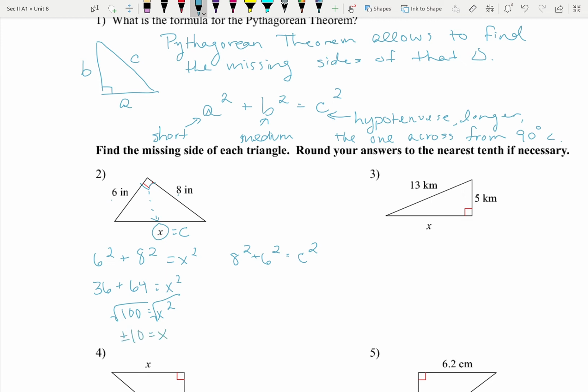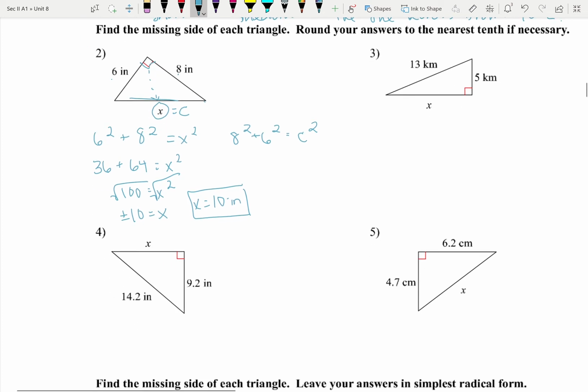Now let's think about that answer for right now. You have positive 10 or negative 10. Now you're doing a side length. So which one actually makes sense? Can you have a negative 10 side length? No. So really your answer is just the positive version of 10 inches. You can just ignore the negative option. Let's do number 3. Actually, no, let's do number 4 together, and then you're going to pause the video and do 3 and 5 on your own.